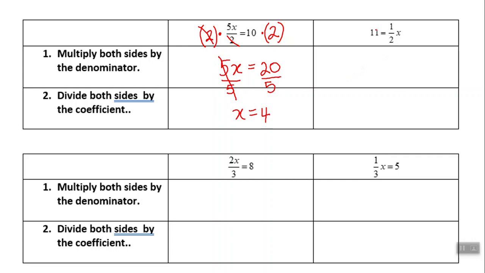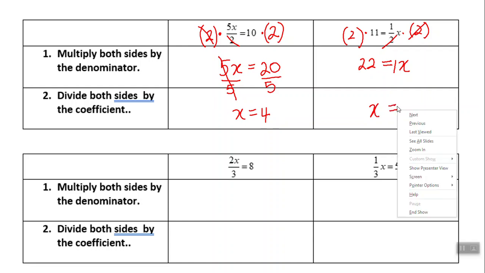Let's look at the next example. 11 equals 1/2 x. Here, what is the denominator of this fraction? The denominator is the bottom number of a fraction. So 2 is the denominator, and we have to multiply both sides by 2. 2 times 11 is 22 equals x, because 2 and 2 are cancelled when you divide by 2 and multiply by 2. X equals 22. You can write 1x. 1x is the same as x. So your answer is x is 22.